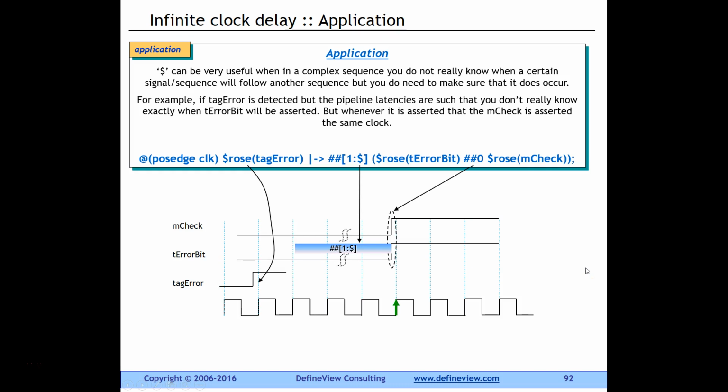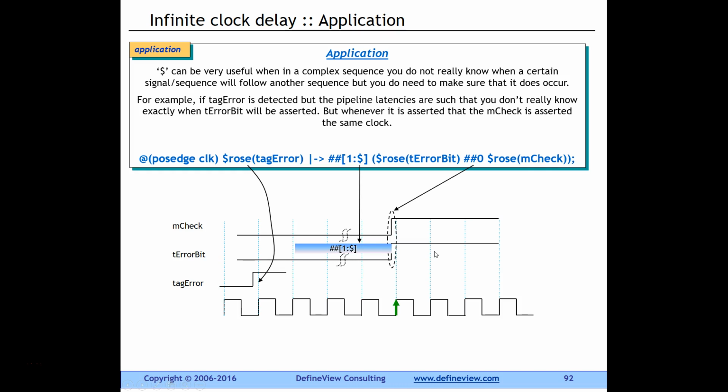Now, just for the sake of completeness, what happens, for example, if the T error bit never arrives? We are waiting forever. Simulation ends, the T error bit never arrived, and if the T error bit never arrives, we don't check for the M check. Some simulators will give an incomplete assertion. Some simulators may give a failure. And in the 2009 and 2012 LRM, there is a concept of strong and weak properties, which I will cover later.